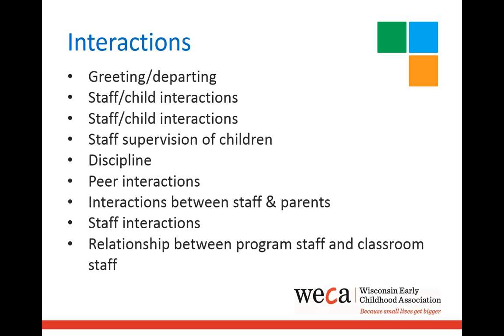Interaction between staff and parents. The big one here that often has them scoring lower is conferences at least twice a year. And this is very difficult with school age just because the school agers usually have conferences at school. So a lot of school age programs decide not to do conferences with the children, which is up to them, but it will score lower on the environment rating scale.